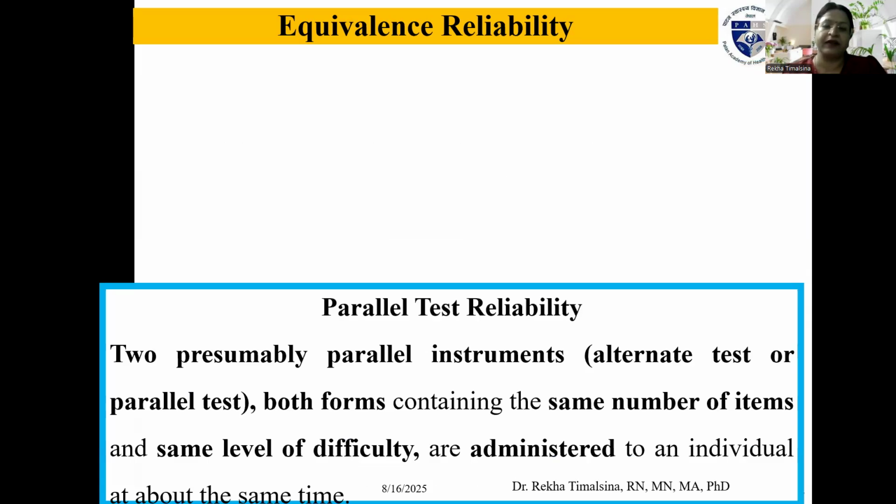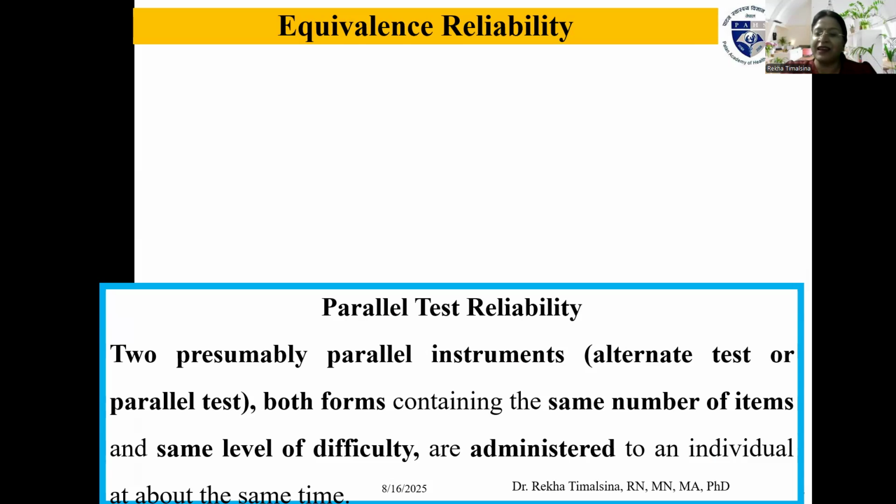Likewise, parallel test reliability involves administering one form of the test to a group, then administering an equivalent form shortly afterward to the same group. If the correlation between the two sets of scores is high, the instrument is said to have good parallel test reliability. Whenever feasible, developing two forms of an instrument is preferred for assessing reliability.